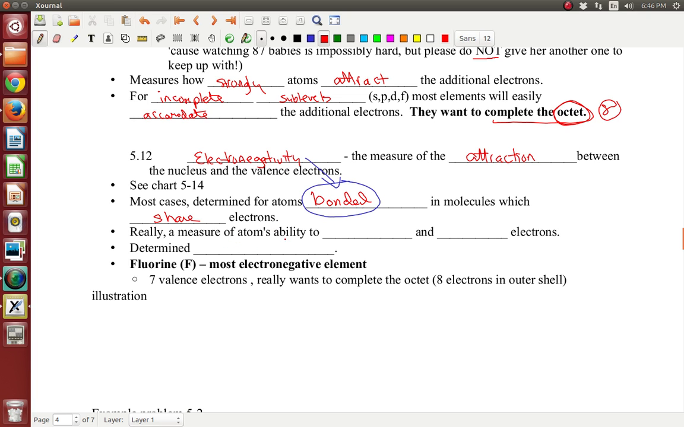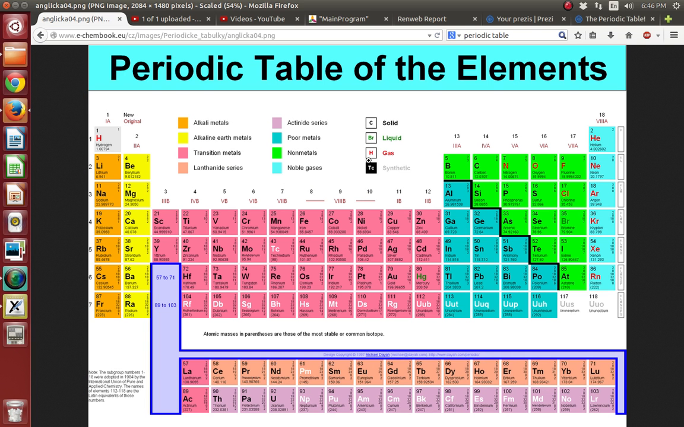Really a measure of an atom's ability to attract and hold electrons, and it's determined mathematically. So just determined with math, the electronegativity. Fluorine is the most electronegative element on the chart. It has 7 valence electrons. It really wants to complete its octet. It only has 2 energy levels. See, there's energy level 2 or period 2. Fluorine is in period 2. So it's a small atom.